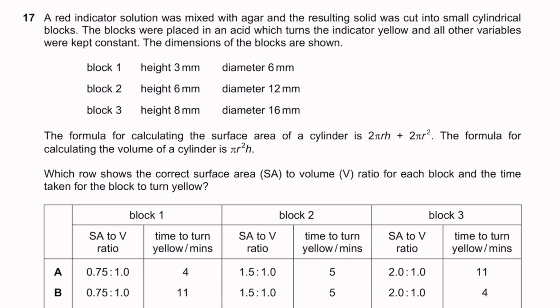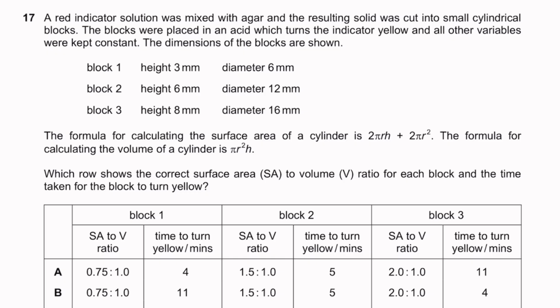Okay. A red indicator solution was mixed with agar, and the resulting solid was cut into cylindrical blocks. The blocks were placed in acid that turns the indicator yellow, and all other variables were kept constant, and the dimensions of the block are shown. So then he says we are given the dimensions of the block, and he's asking us to calculate the surface area to volume ratio given the formulas, and which row shows the correct surface area to volume ratio for each block and the time taken for the block to turn yellow.